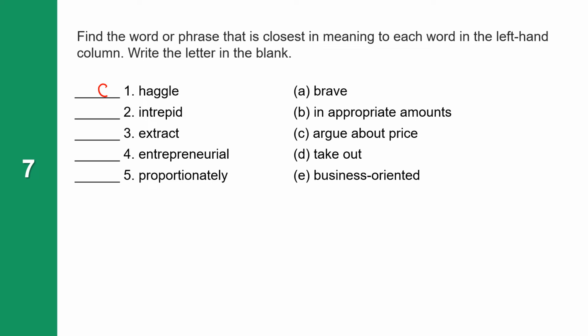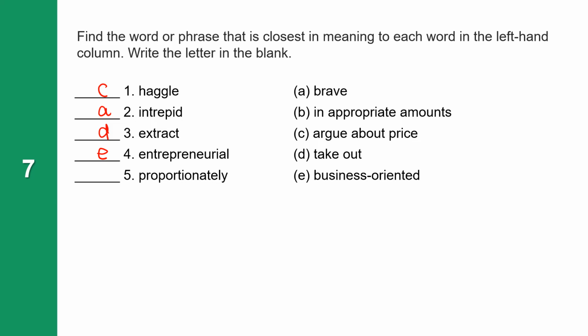The next word, intrepid. Intrepid is being brave. So the answer is going to be A, brave. The next one, extract. Extract is to take out. So the answer is going to be D, take out. And then entrepreneurial. Entrepreneurial is about business. So it's going to be E, business oriented.